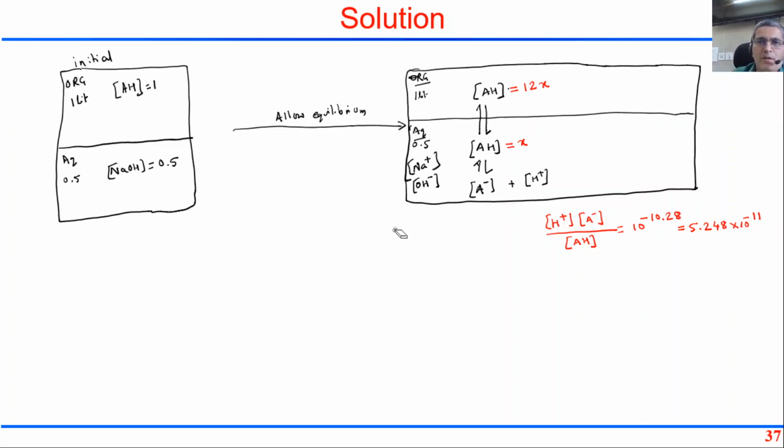Okay. What is the Na plus concentration in the aqueous phase? Sodium hydroxide is a strong base, so it is going to be completely dissociated. If we assume that Na plus concentration would be 0.5, do you agree? Now, what about electrical neutrality?